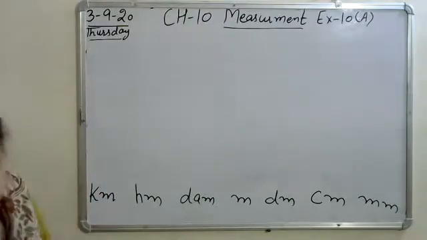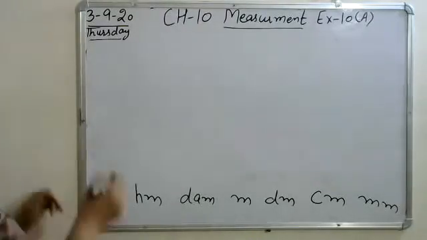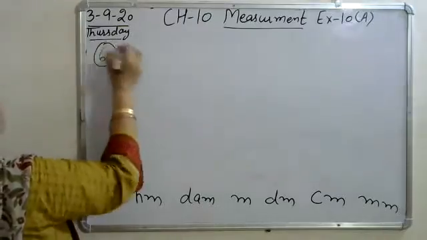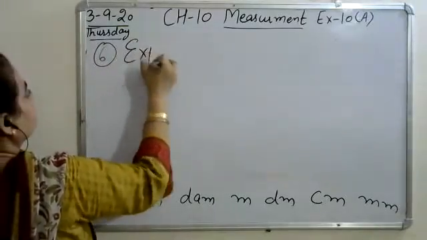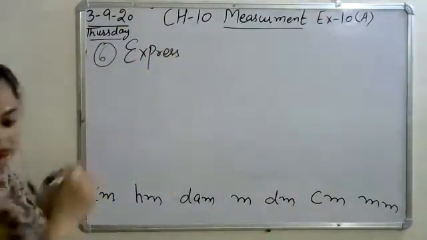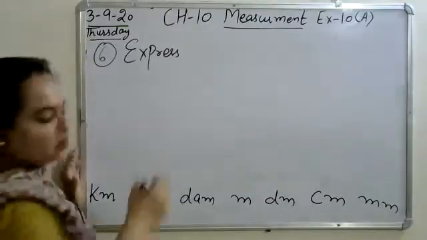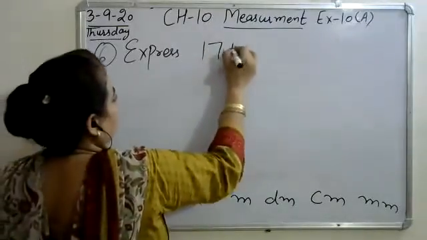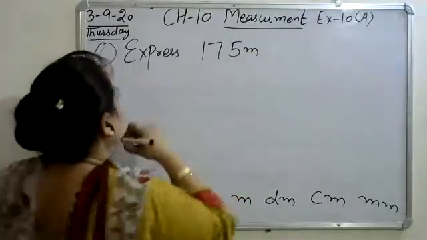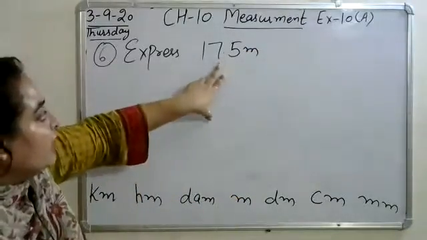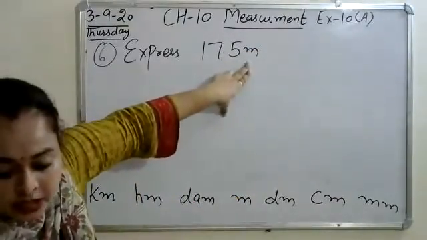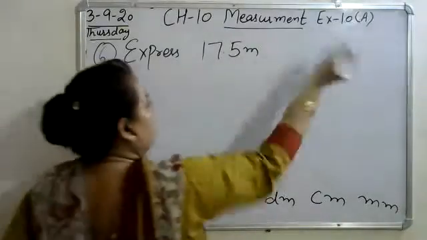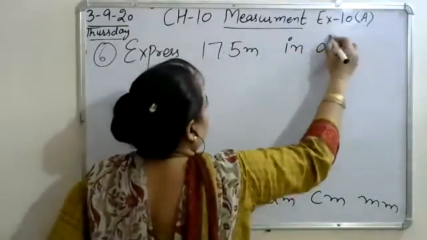Samriti Dev. Samriti. Good morning, ma'am. Good morning. Sixth question is express 17.5 meter in decimeter.